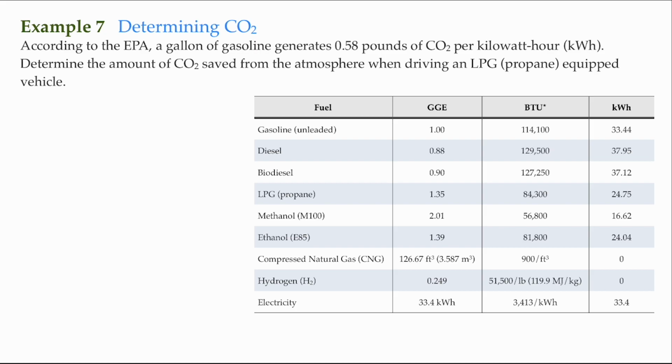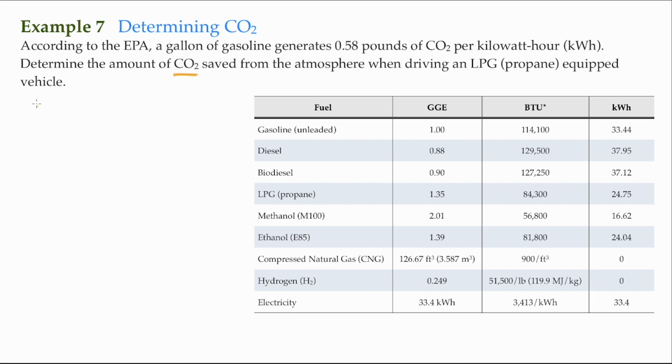So in this example, we are going to be determining CO2, and CO2 is carbon dioxide. And we stated that carbon dioxide is a gas that is emitted into the air, into the atmosphere, when something is burned or incinerated. And certainly types of fuels are burned and incinerated, so they also generate CO2.